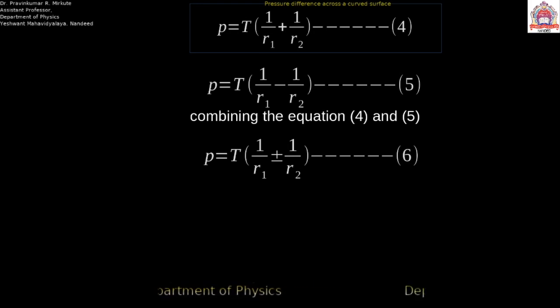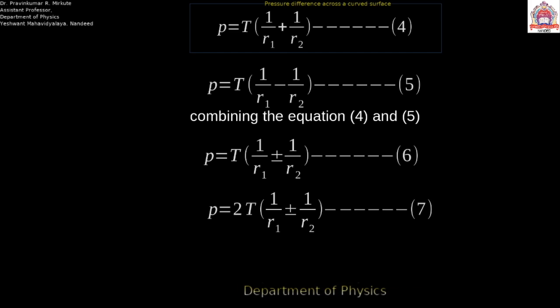If instead of a liquid surface there are two surfaces of a film or membrane, then the excess of pressure is given by P is equal to twice the tension into (1 by R1 plus or minus 1 by R2). This is equation number 7, and these equations 6 and 7 hold for all surfaces. So a few cases are there.